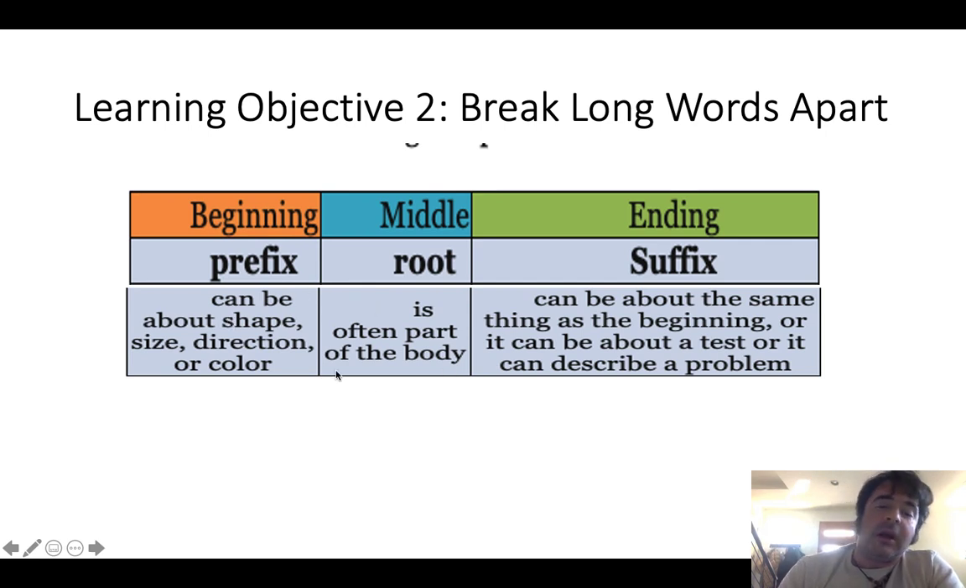The root is the body of the word. It's often a body part, but it's not always a body part. And sometimes the distinction between prefixes and roots can be tricky. We're not going to get into that. A root is the meat and potatoes of a word. It's often a body part, but not always. And the suffix is also about something, but it tends to be about a diagnostic test, a professional, or a condition that's being suffered. And that'll make a lot more sense as we start looking at some of the words we're going to be going over today.